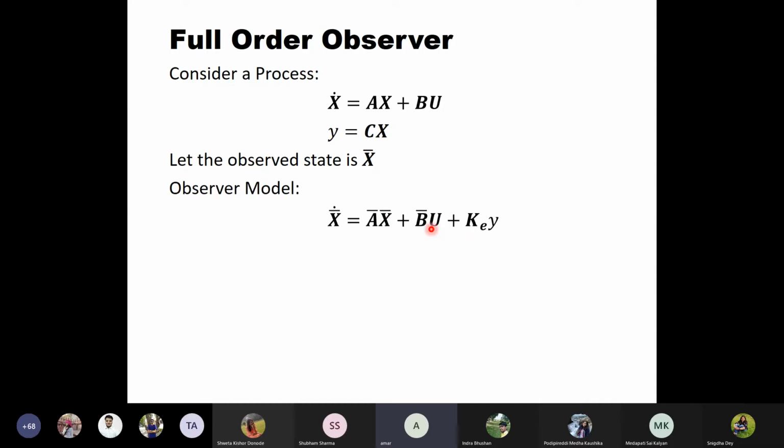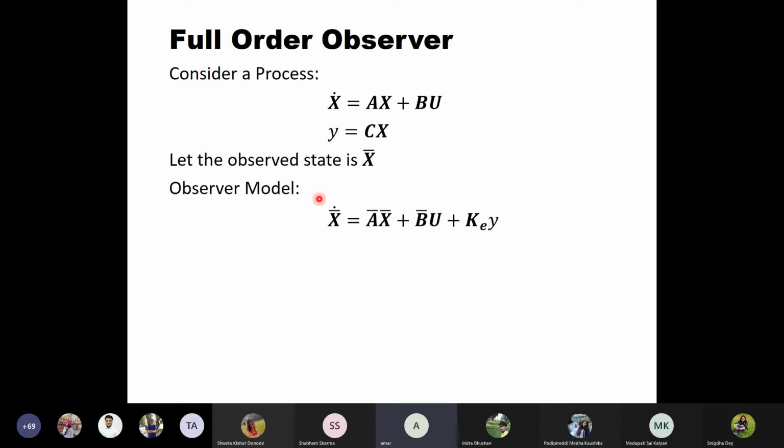And then in this equation, we give a feedback of the output measurement. Because if you do not give this feedback, then it will become an open loop observer. To make it a closed loop observer where a feedback of measurement is used, I have to introduce the measurement as feedback with a gain Ke. This Ke is basically called the observer gain.